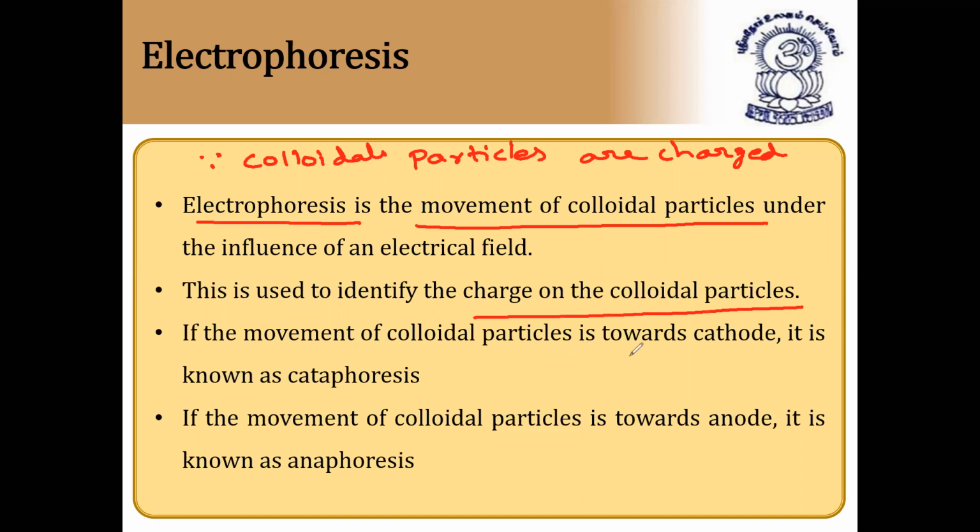If the movement of colloidal particles is towards the cathode, very important, it is known as cataphoresis. If the movement of colloidal particles is towards the anode, it is known as anaphoresis. Unlike charges attract each other, so under the influence of an electric field, these colloidal particles will move either towards the cathode or the anode in the container. I hope it is clear.